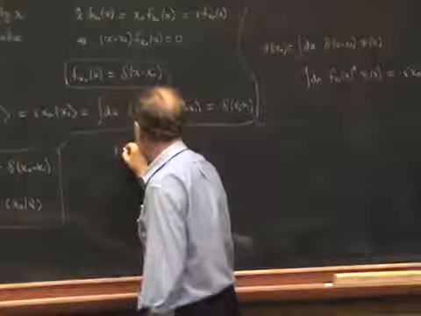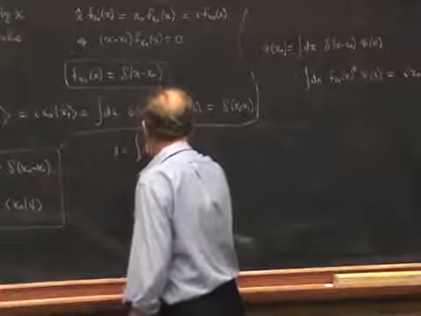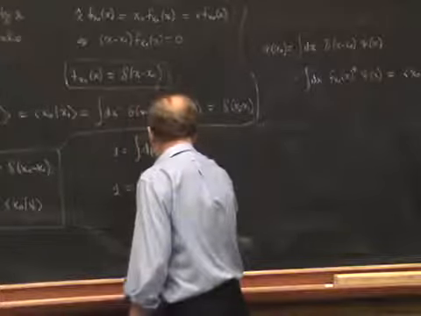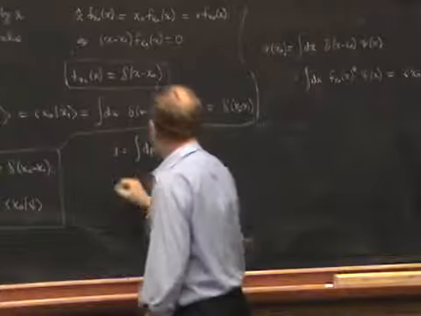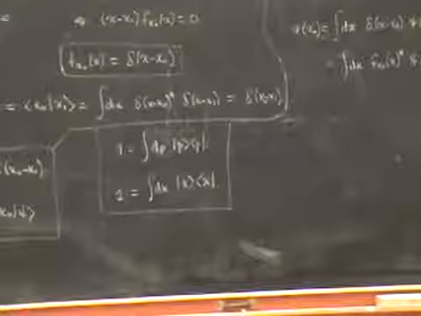It looks like this: you get 1 as the integral over p of the outer product of |p⟩⟨p|. And you also get 1 as the integral over position dx of the outer product of |x⟩⟨x|. And these become the resolution of the identity relations in the case of the continuous spectrum.